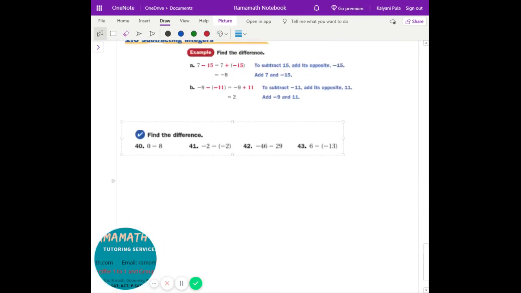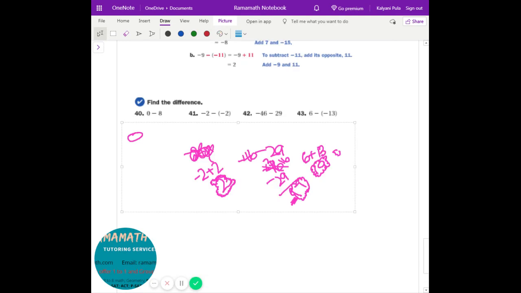Let's add this. All right, so good. Now let's check these couple questions. So if you look at this, the first one, that's negative 8. Okay, so that's negative 8. That's good. Now this one, you see this double negative? That becomes positive 2. So the negative 2, positive 2, that's 0. See that? That's good.